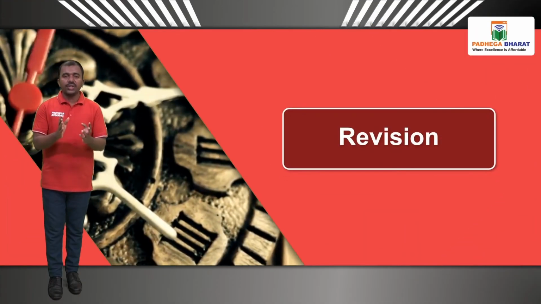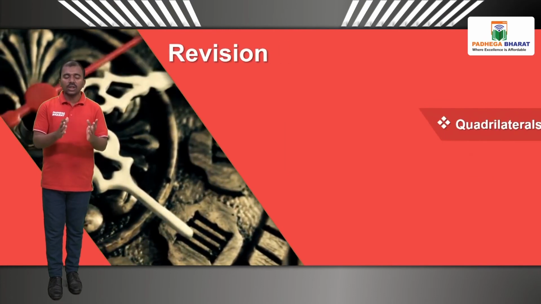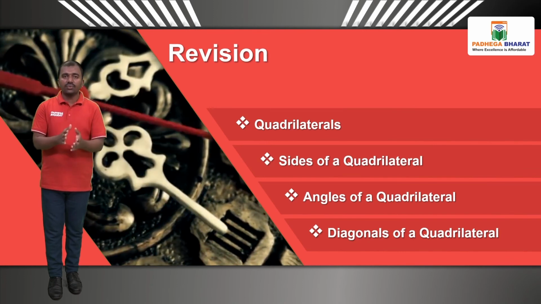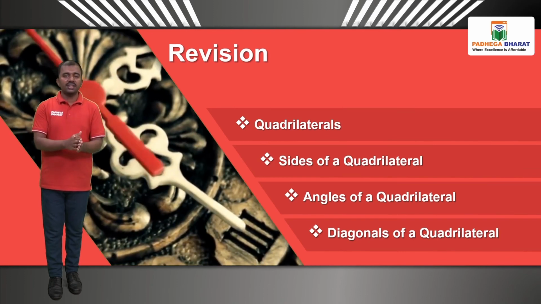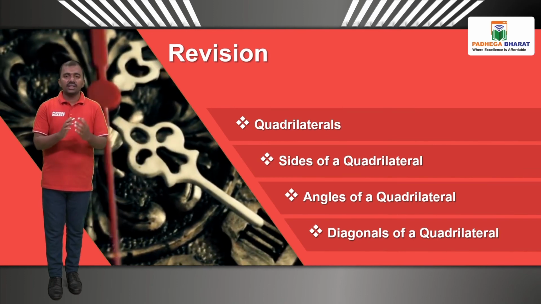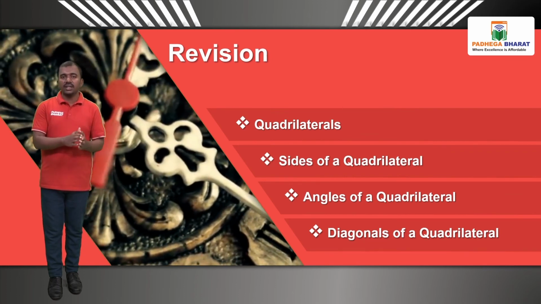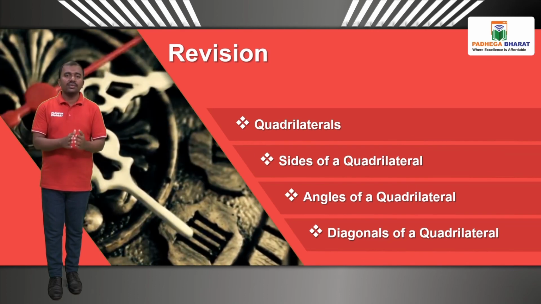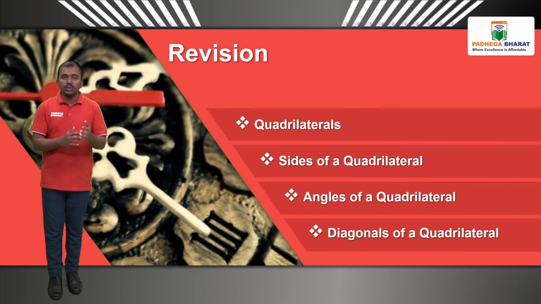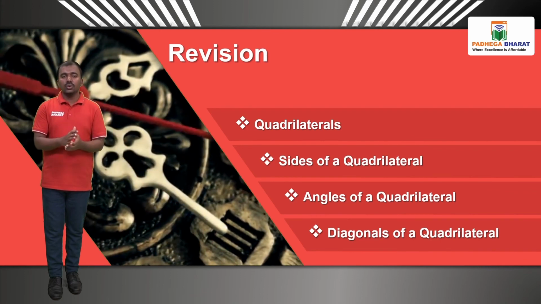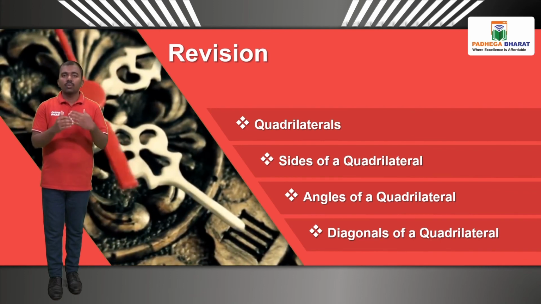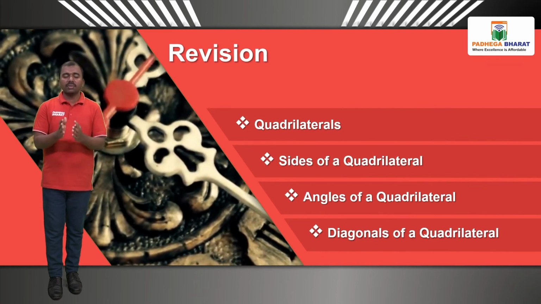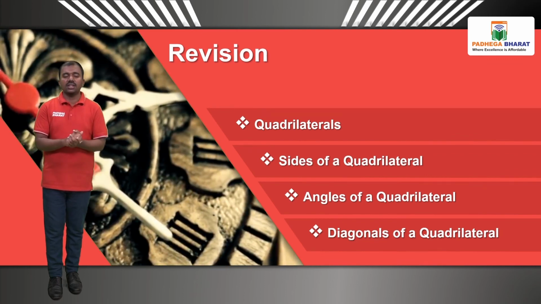So friends, in today's session we learned what quadrilaterals are and how to draw quadrilaterals. We discussed sides of quadrilaterals, that is adjacent sides and also opposite sides. We discussed angles of quadrilaterals, that is again adjacent angles and opposite angles. We discussed the concept of diagonals of the quadrilateral, and we also named some more closed geometrical figures which have more than four sides. And we also learned that the total measure of the angles of a quadrilateral is 360 degrees.